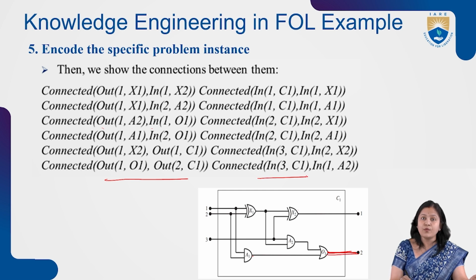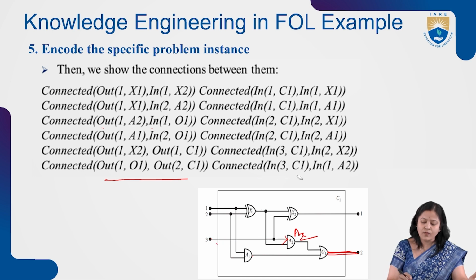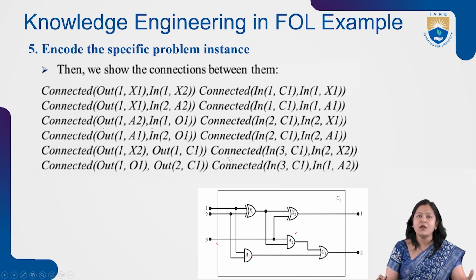Third input of C1. This is the third input of C1 and the first input of A2. Where is A2? This is A2, and this is the first input to A2. So the third input of C1 is connected as the first input to A2. Both are connected. Like this, we have to define all these connections. Wherever we find the wires, the connections, the feedback flow, we have to define using the connected function. So this is about the encoding of the specific problem description.